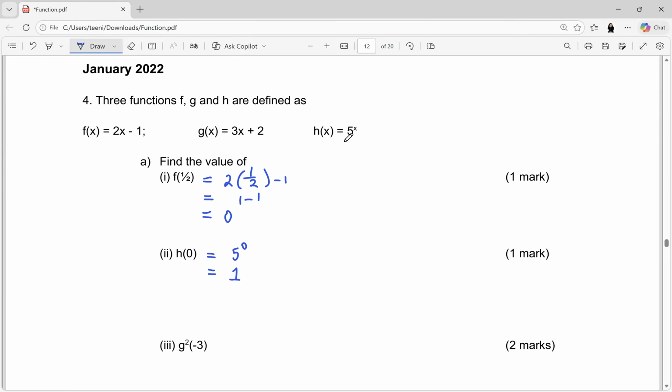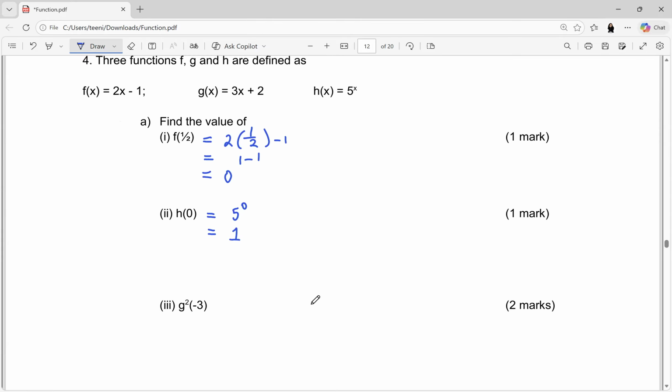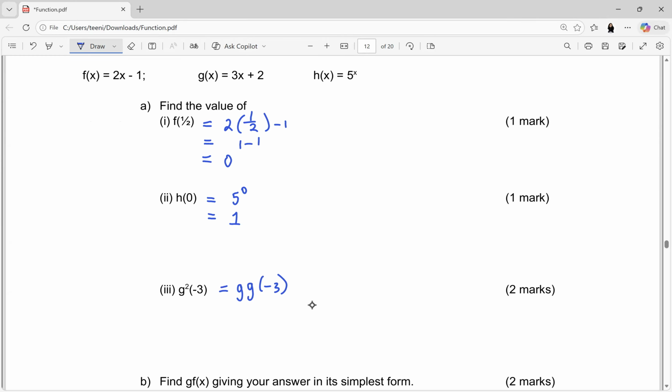Then we need to find g squared of -3. Remember, g squared is g of g. So to find g of g of -3, let's find g of -3 first. Recall that g of x is 3x plus 2. So g of -3 is equal to 3 times -3 plus 2. 3 times -3 is -9, and -9 plus 2 is -7.